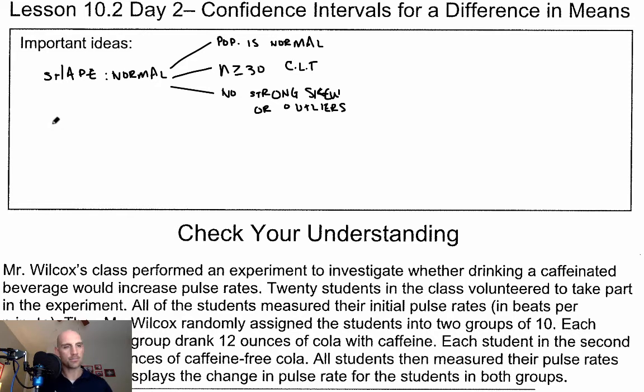Our center, what's it going to be? Well, our center is going to be centered around our mean, which is constructed from our sample mean 1 minus our sample mean 2.